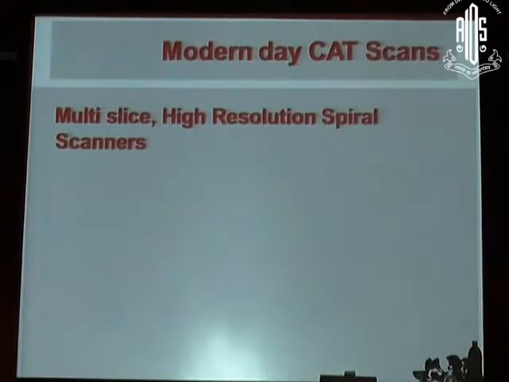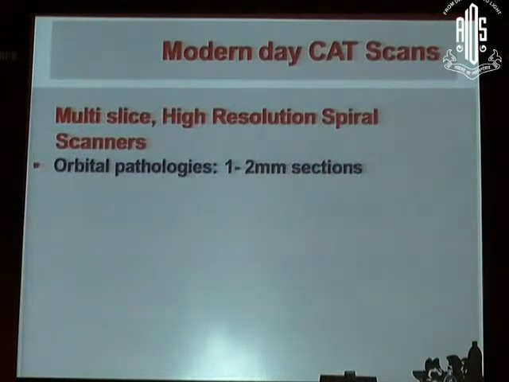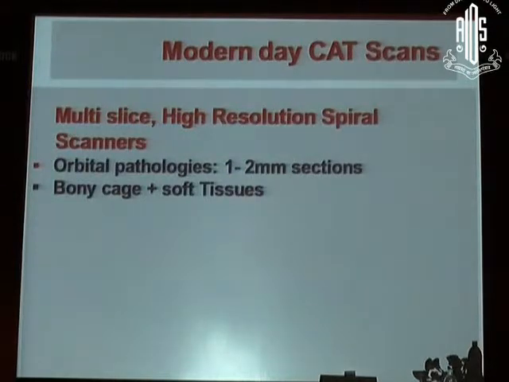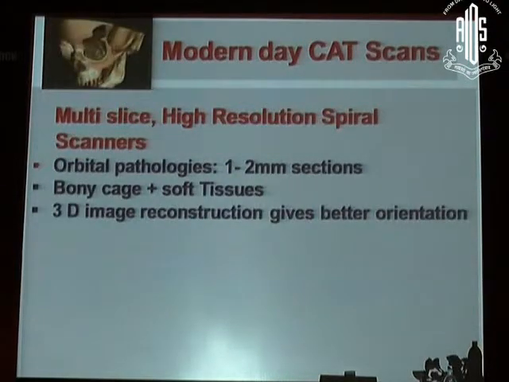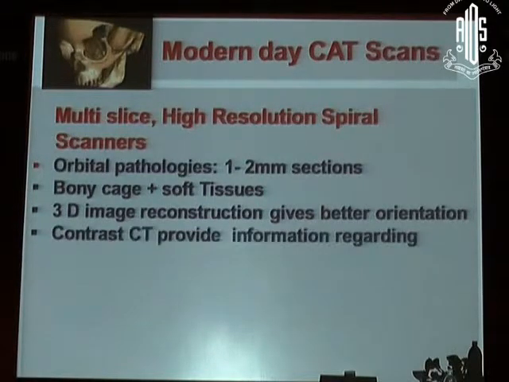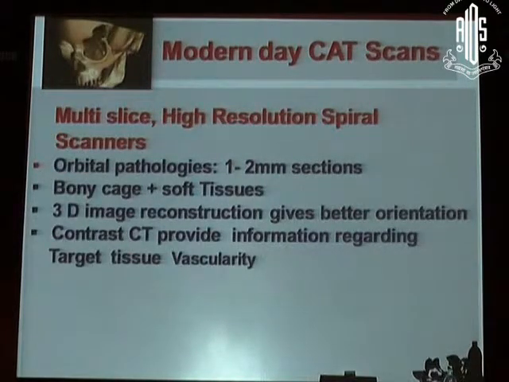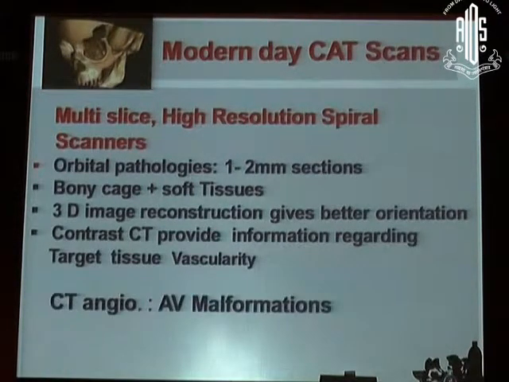Modern CT scans are multi-slice high-resolution CT scanners. They give 1 to 2 millimeter sections of orbital pathologies. They give adequate information about the bony cage as well as the soft tissues. 3D image reconstruction gives us a better orientation of the tissue. Contrast CT provides information regarding the vascularity of the target tissue, and in a given case of AV malformation, CT angio is an important tool in our orbital imaging.